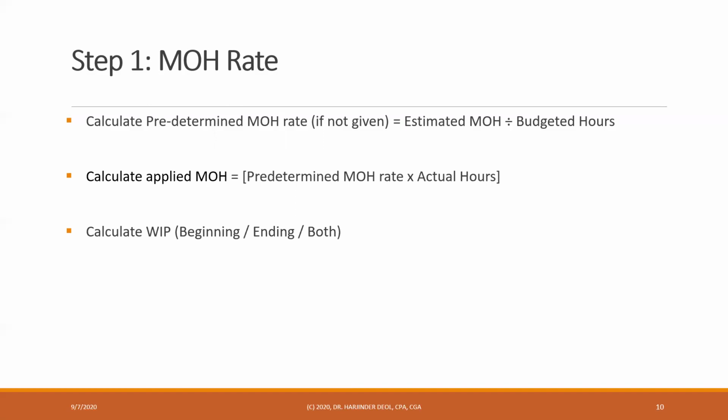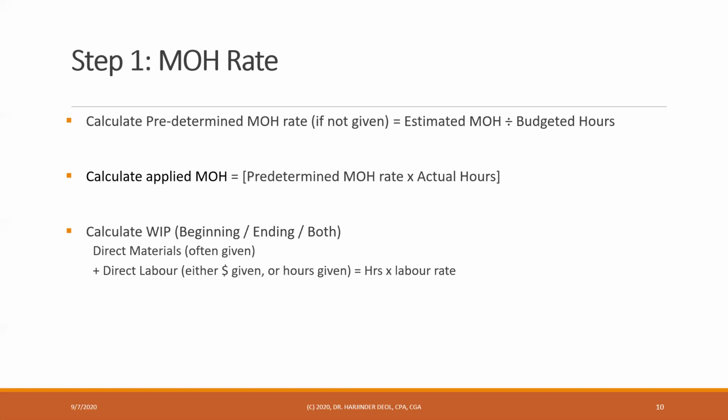And then sometimes we are required to do some calculations for work in process, either the beginning work in process or the ending, sometimes both. And the calculation usually involves us being provided with the direct materials cost included in the work in process. The direct labor costs are sometimes given, or sometimes we are given the hours and we can do a pretty easy calculation, multiply the hours by the wage rate to get the direct labor cost.